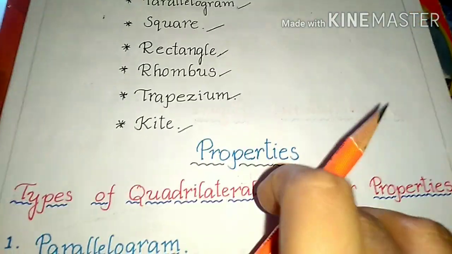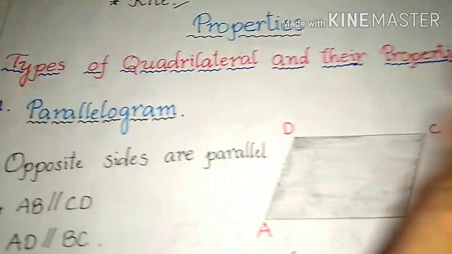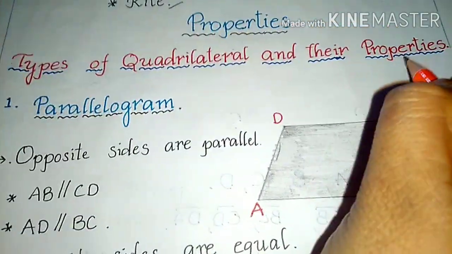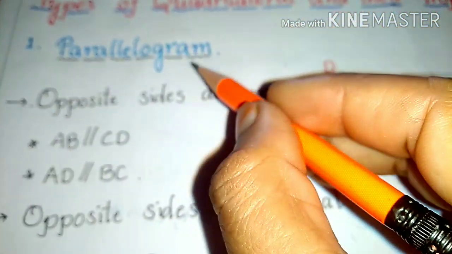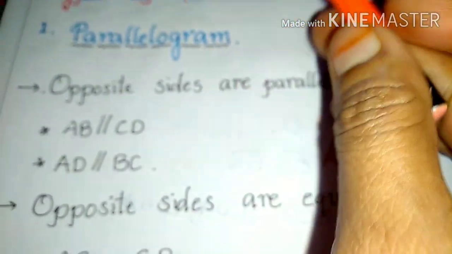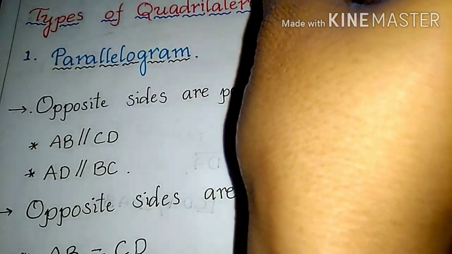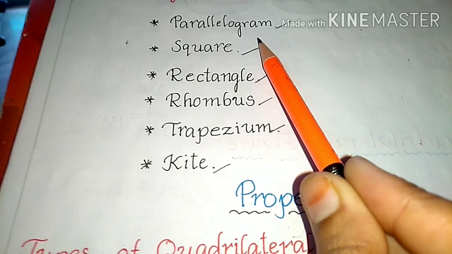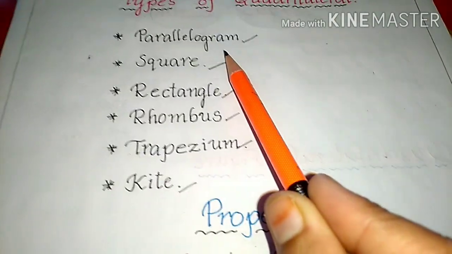Next one is the properties of quadrilaterals, the types of quadrilateral and their properties. So what is the first one in the properties? It is a parallelogram. The first one is a parallelogram.